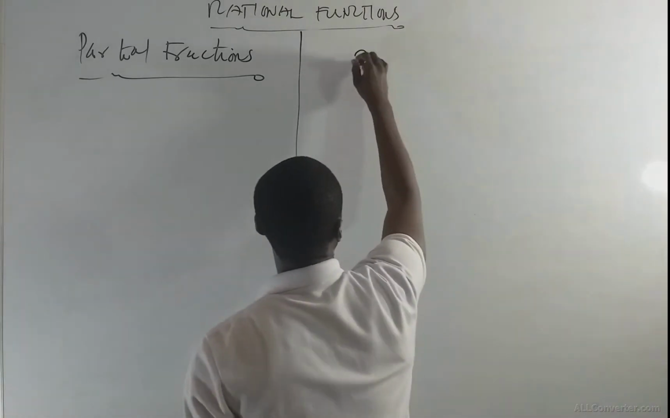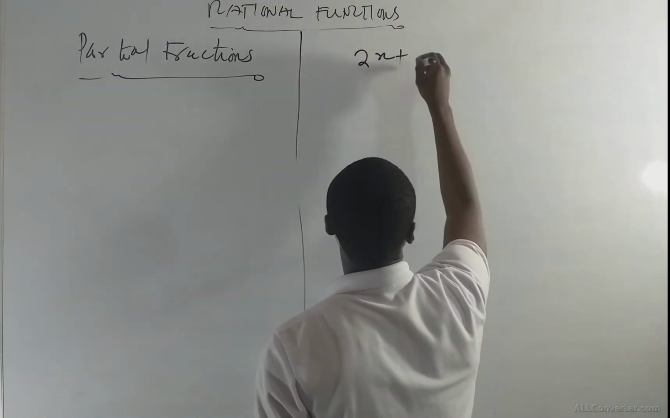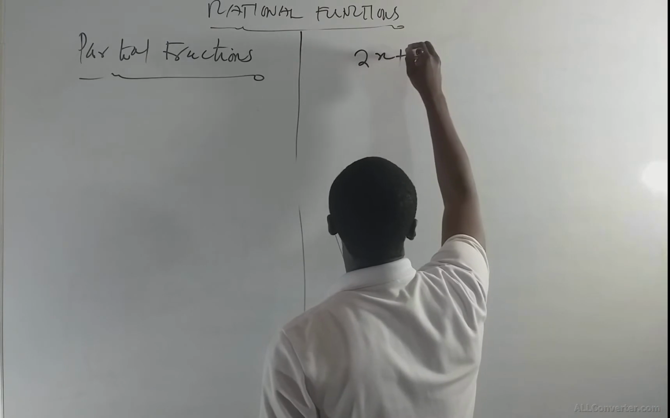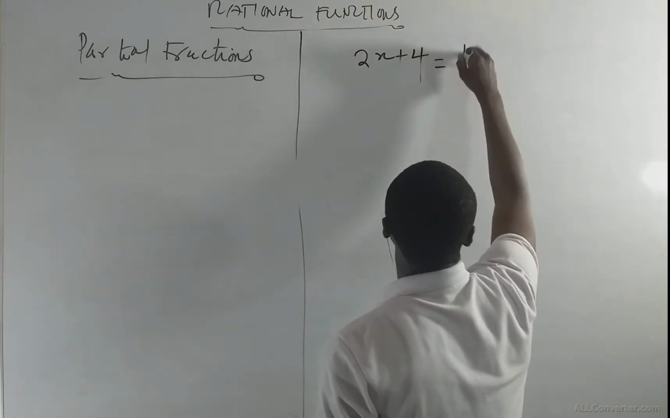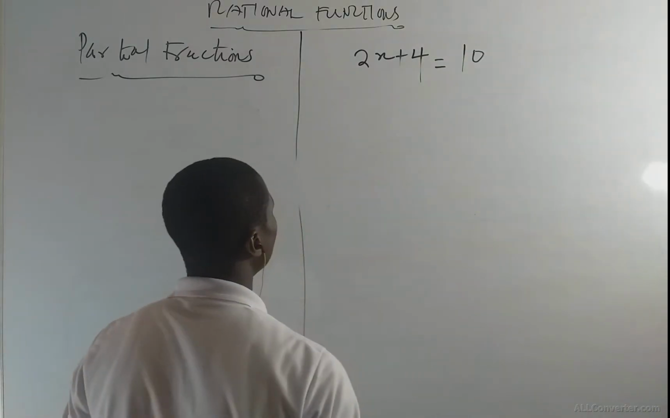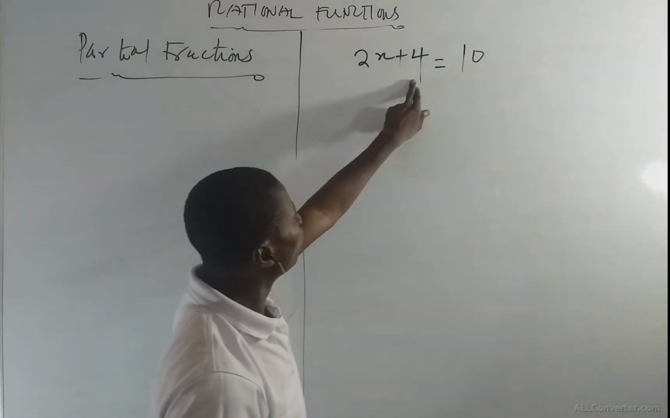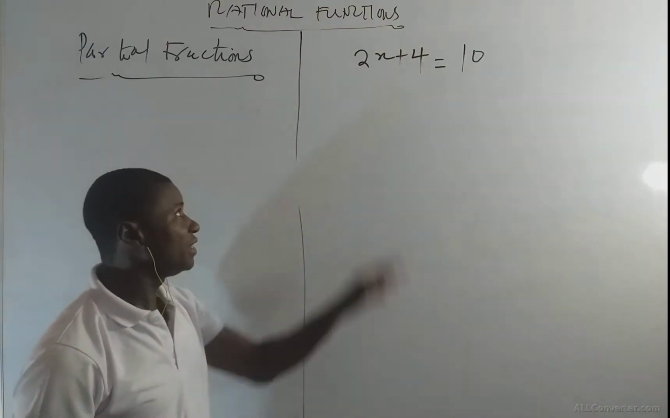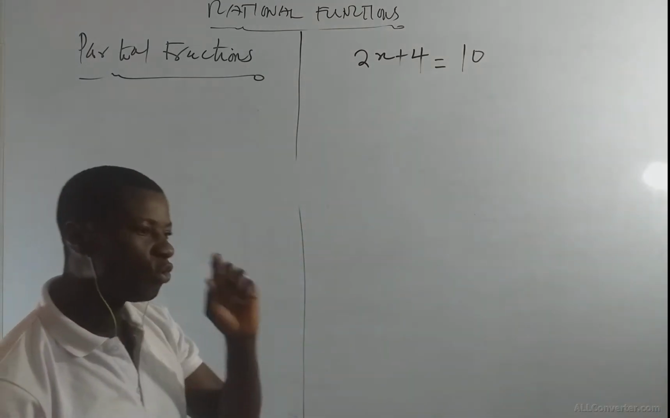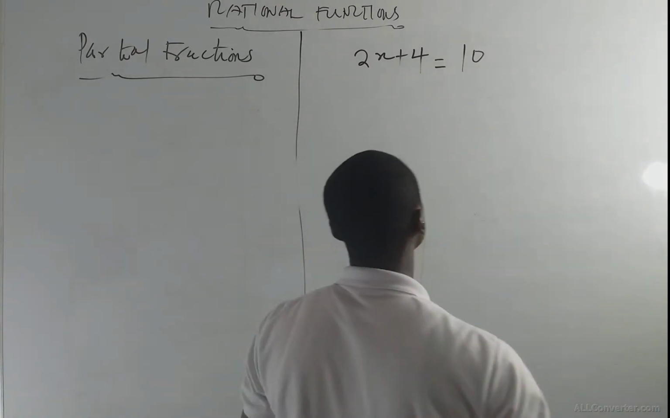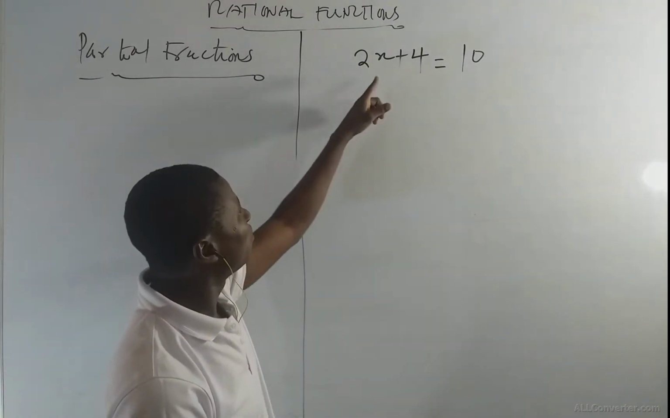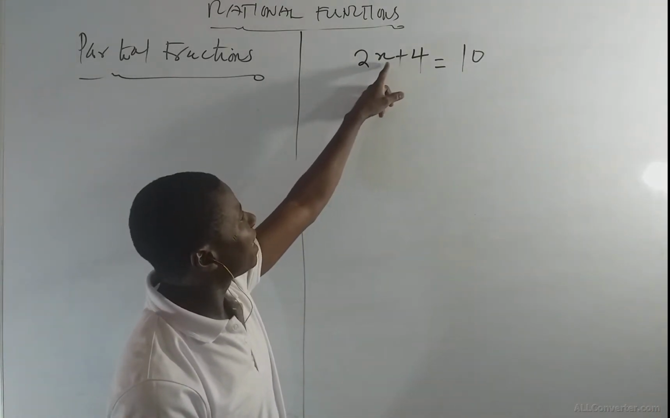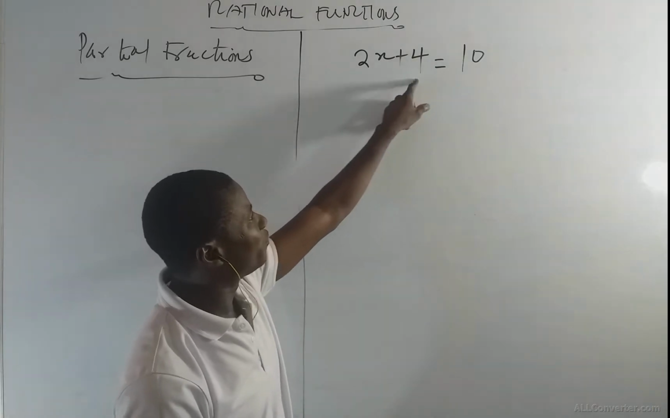Now, let's assume that you have 2x plus 4 is equal to 10. When you look at this, it is an equation because this is true for a specific value of x. When you have to solve this, it means find the value of x. Now, x is a value. When you multiply that x by 2 and add it to 4, you get 10.